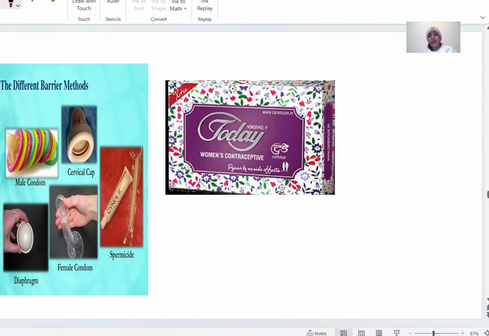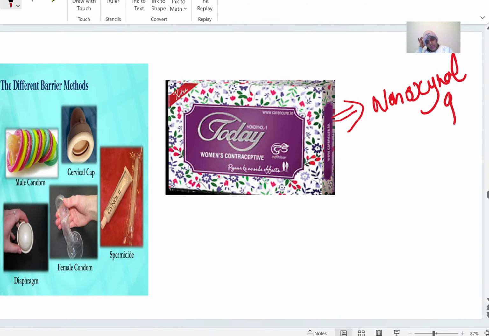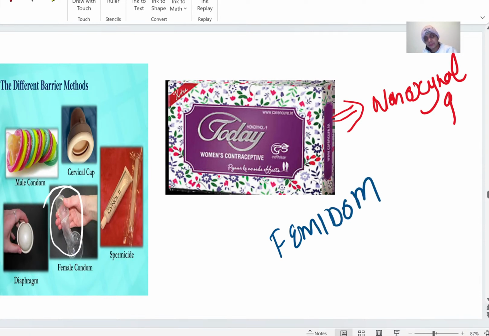कॉन्ट्रासेप्शन ये आ गया है. इसमें कौन सा केमिकल है? Name the chemical which is present here. Nonoxynol 9. Okay. What is the trade name of female condom? Yes, Femidom. ठीक है, Femidom.